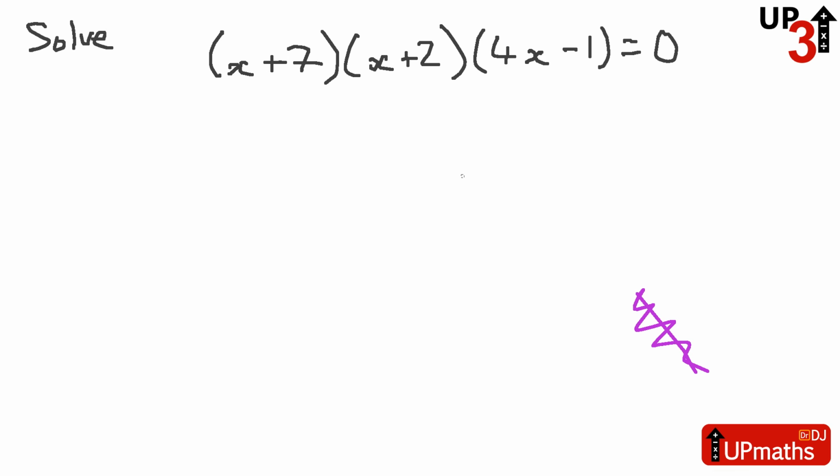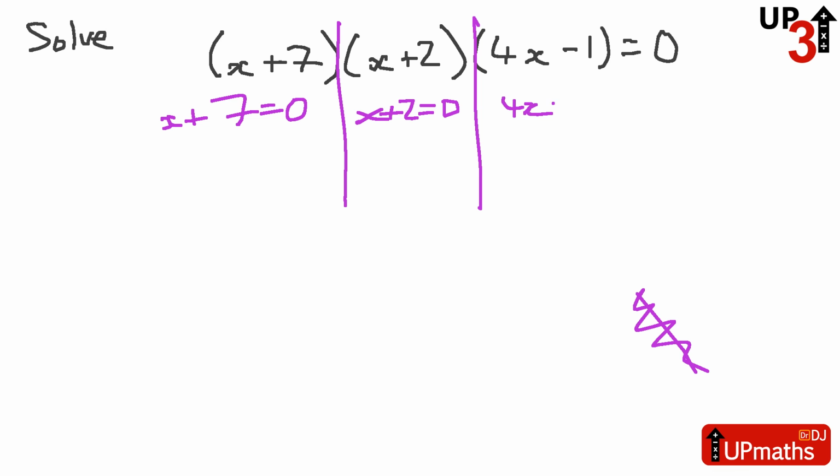Okay, what about this one? There's three things multiplied together. So either x plus 7 equals 0, or x plus 2 equals 0, or this thing equals 0, which is going to give me three possible answers. So x equals minus 7, or minus 2, or a quarter.